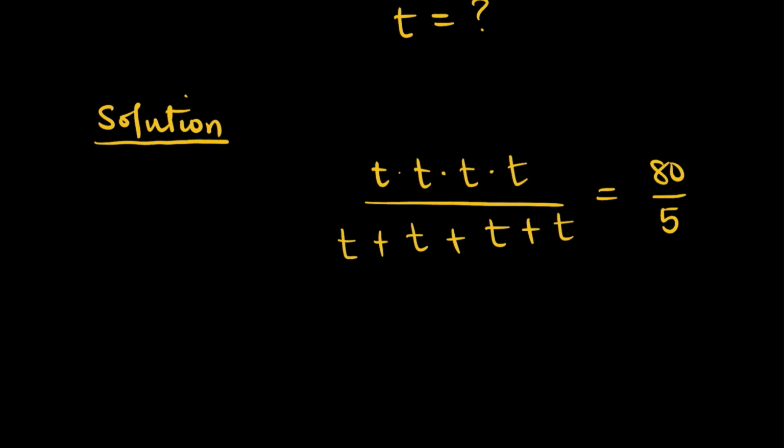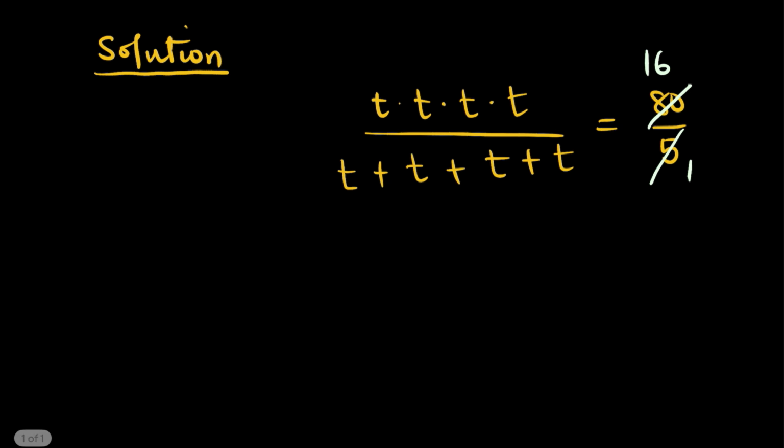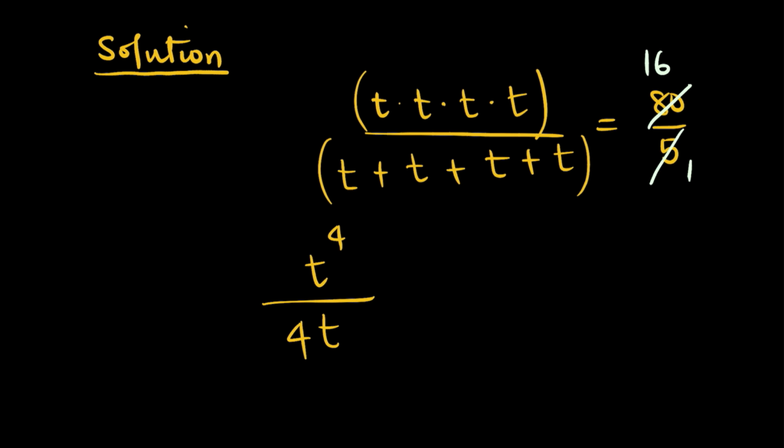We'll start from the right hand side. 5 here is 1, 5 in 80 is 16. And then proceeding to the left hand side, all of these together by law of indices will give us t raised to power 4. And all of this together by addition will give us 4 times t. Now that is equal to 16.